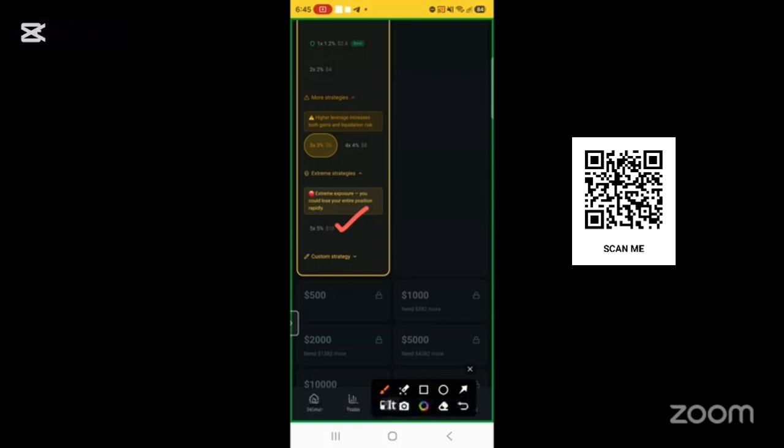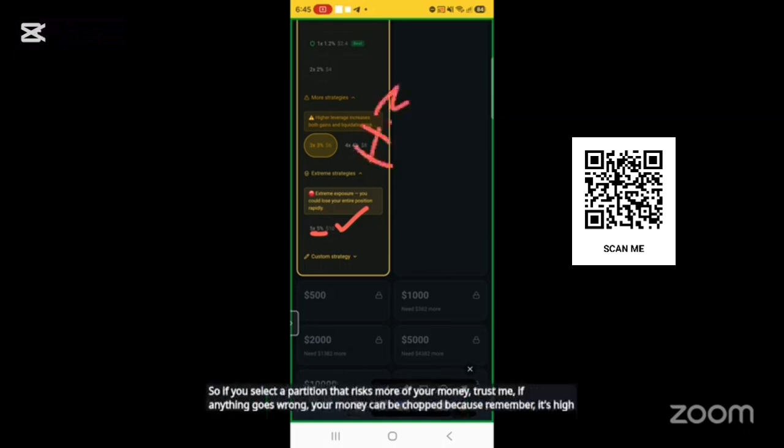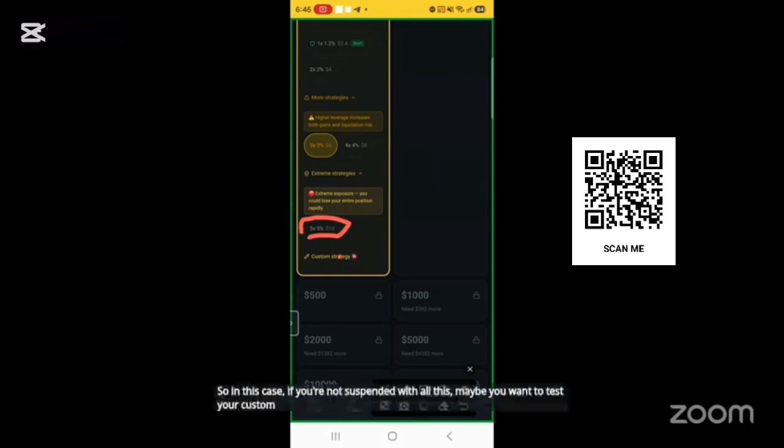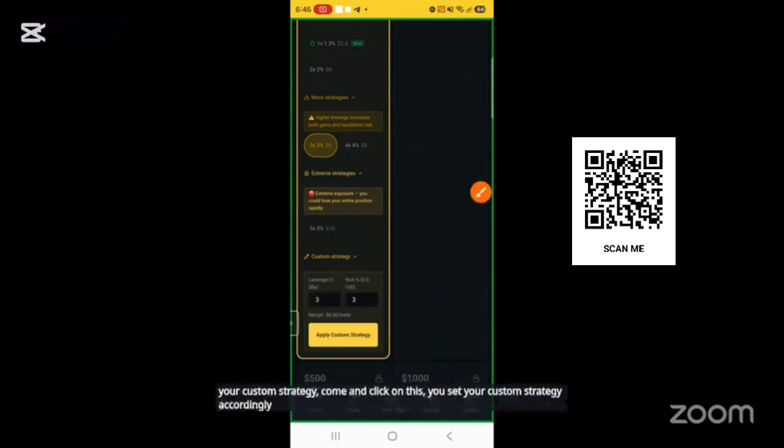It is going to try to make sure it gets the highest probability trades, but cannot guarantee that they must win 100%. So if you select a partition that risks more of your money, trust me, if anything goes wrong, your money can be chopped, because remember, it's high risk, high reward. So in this case, if you're not satisfied with all this, maybe you want to set your custom strategy, come and click on this. You set your custom strategy accordingly.